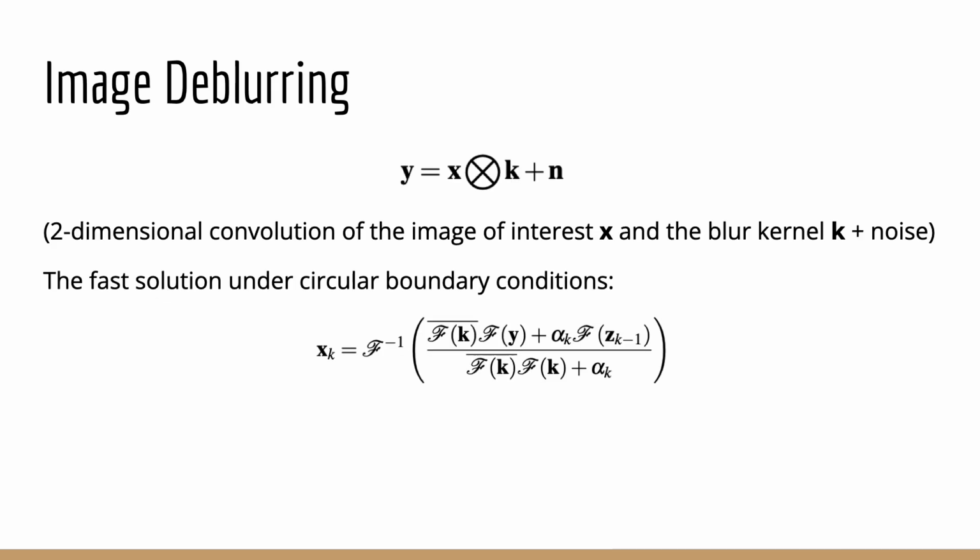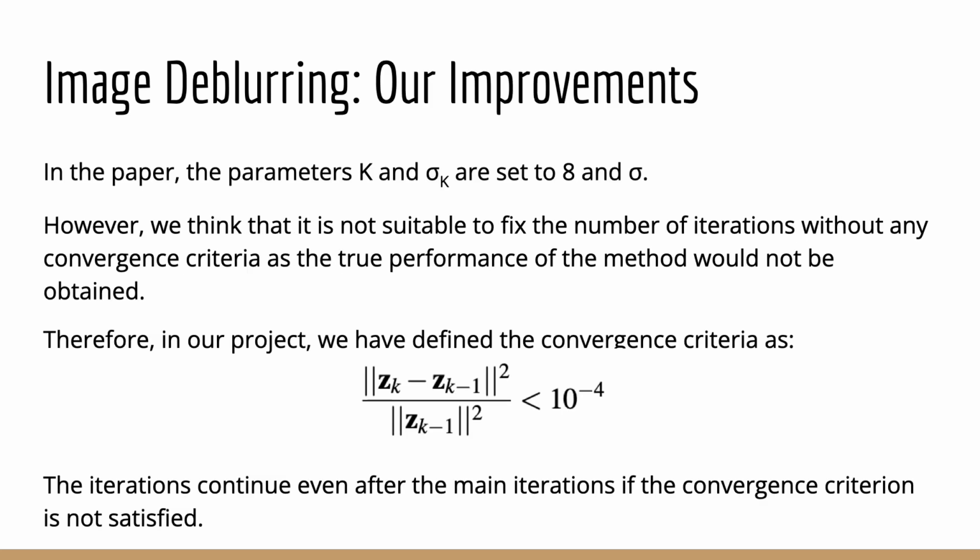And we also tried it for the image deblurring task, and this task can be mathematically formalized like this. So we convolve our image X with a blur kernel K, and we add some Gaussian noise, and we have a fast solution in this form. But for the image deblurring task, we improved the method in some ways. In the paper, the parameters K and sigma K are set to 8 and sigma. However, we thought that it's not suitable to fix the number of main iterations without any convergence criterion, as the true performance wouldn't be obtained in such a way.